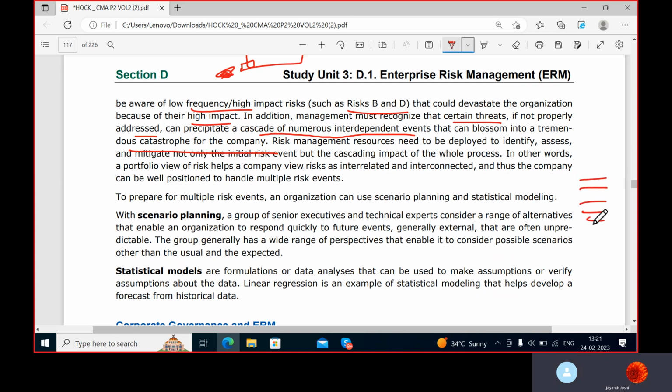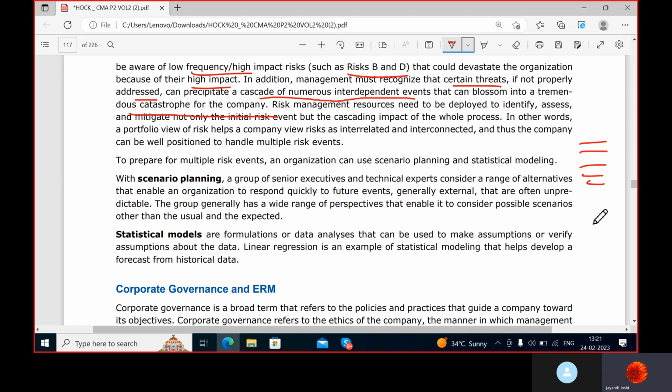So, in other words, a portfolio view of risk helps a company. The portfolio view of risk is nothing but seeing the interrelationship and interconnectedness, and if you minimize one of the risks, another one would automatically be minimized. So it helps you minimize your risk in a very proper manner. With scenario planning, you can put yourself in different scenarios and see what risks your organization is exposed to and try to minimize them.